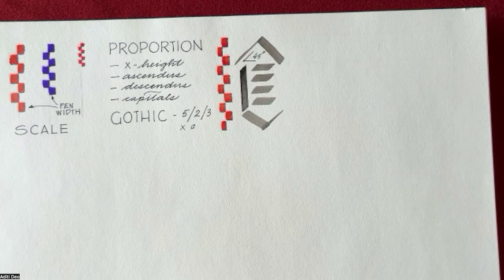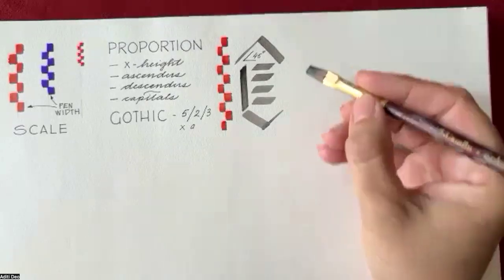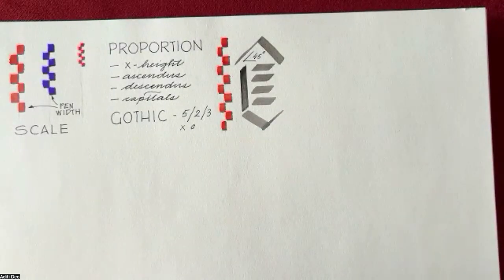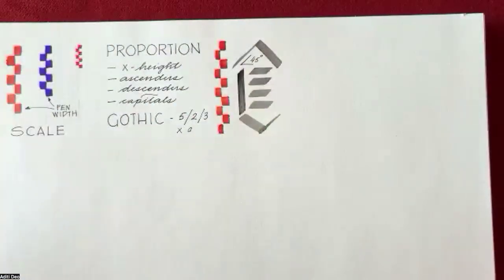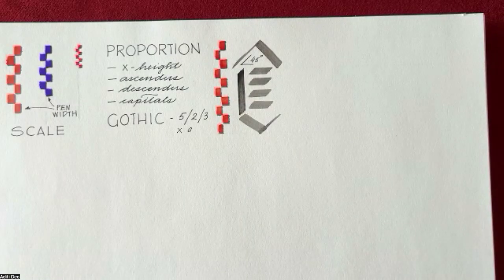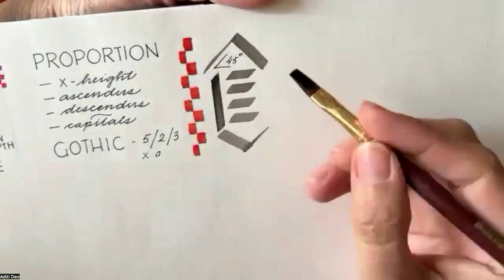Okay, now I'm switching to Sumi ink. So calligraphy people, you can use Sumi ink for this if you have a flat brush. The basis of all letters, right from Roman times, through Gothic, right up to copperplate engrossers, all of them rely on the proportion of the oval or the O shape.